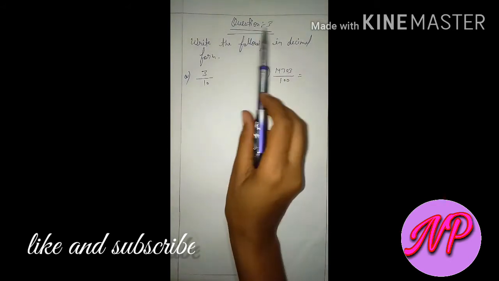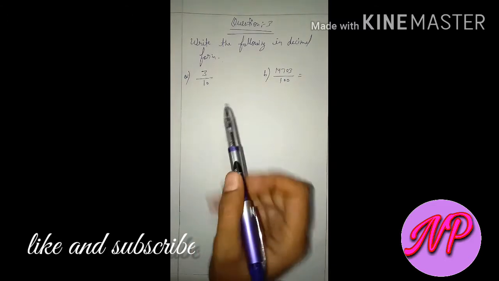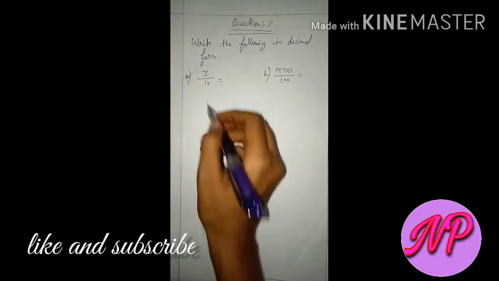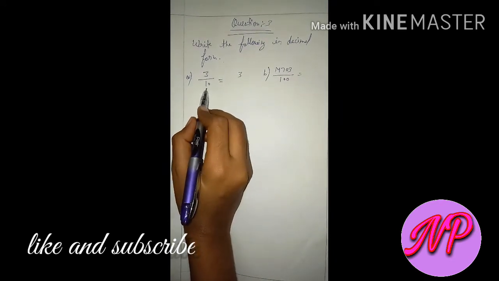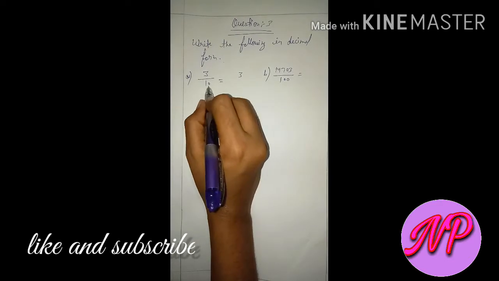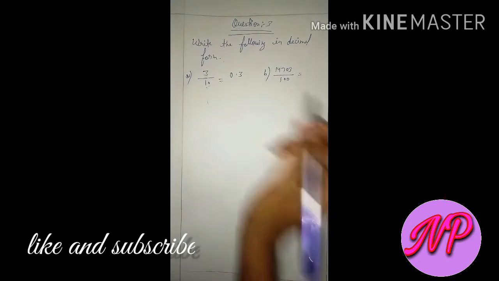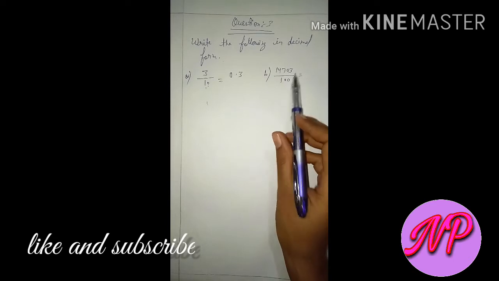Now question 3: write the following in decimal form, and the question is 3 by 10. Convert this fraction into decimal form. Write the denominator, which is 10. To remove this 10, we will put the decimal. How many zeros are in 10? One. We will put the decimal to the right side of the one digit. So it is 0.3. And the second question is 14,703 divided by 100.